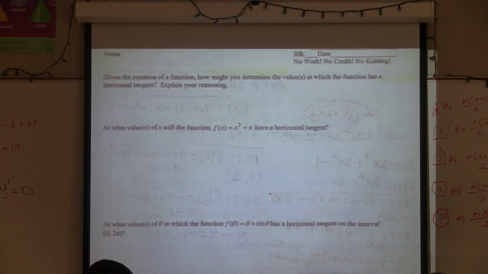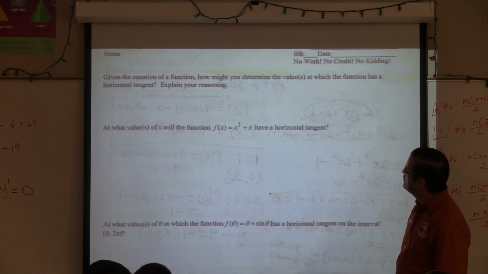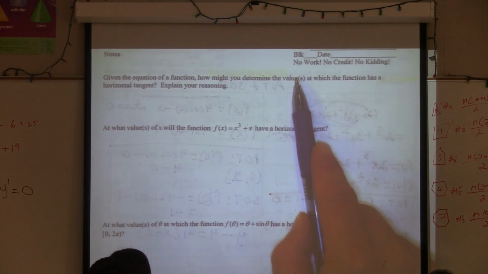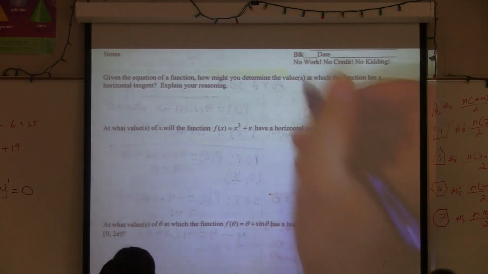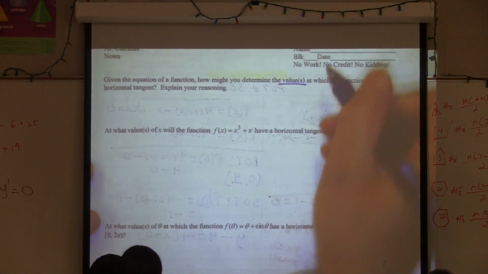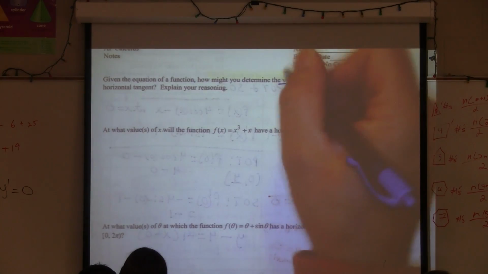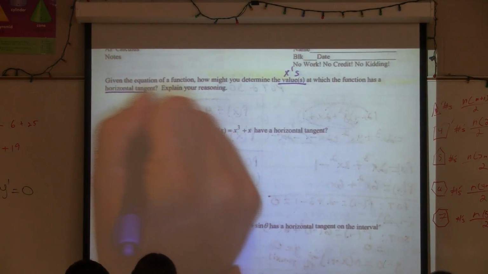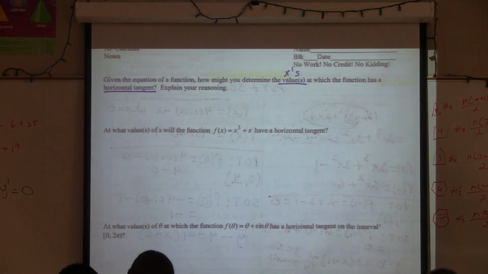Given the equation of a function, how might you determine the values at which the function has a horizontal tangent? What does it mean by the values? The x values, okay? So the x's at which the function has a horizontal tangent line. If it has a horizontal tangent line, what must be true?